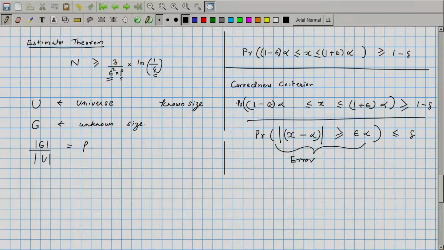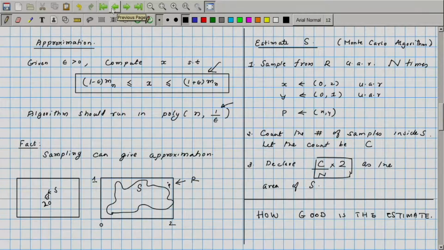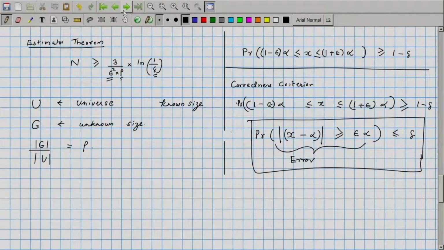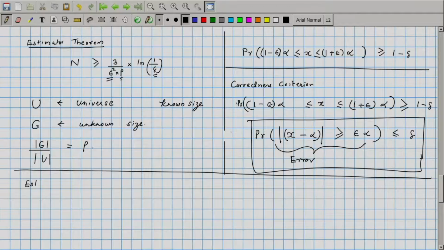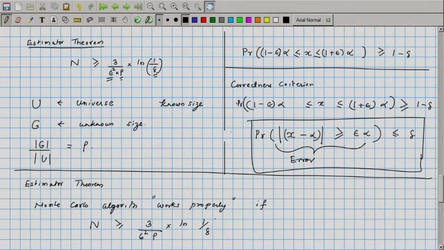So, if we have this condition, how large an n should we choose so that this algorithm, the Monte Carlo algorithm, works properly? Okay. And the estimator theorem states the following. The Monte Carlo algorithm works properly, which means it satisfies the correctness condition, if n is greater than 3 by epsilon square rho times log 1 by delta. Okay. We will quickly see the proof of this.